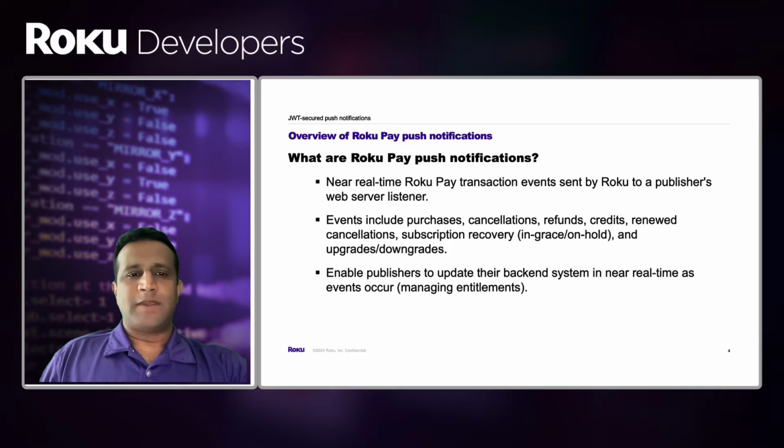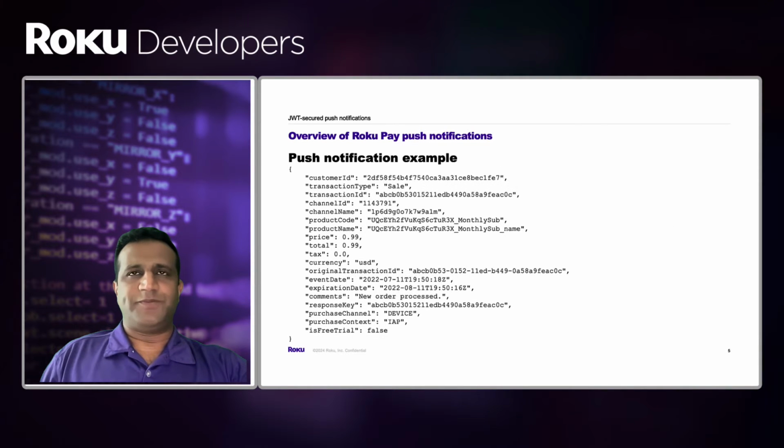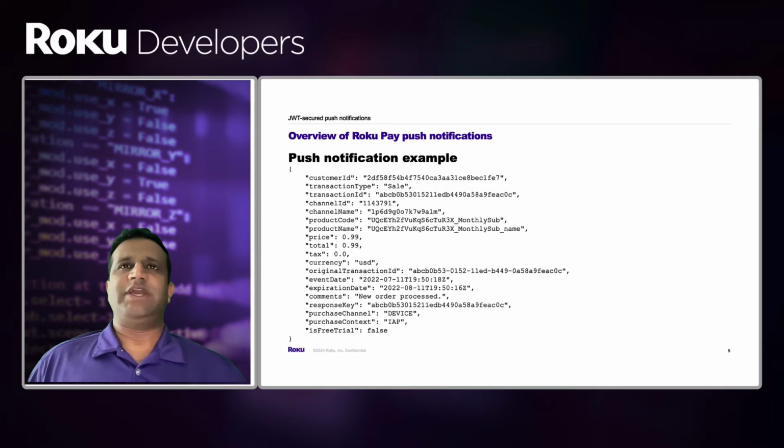Now, when the notification comes through, you probably want it to be in a secure way. We don't want that to be in an open way, so we need to have a secure protocol between the partner endpoint and Roku. That's where JWT, or the JWT implementation, comes into play.